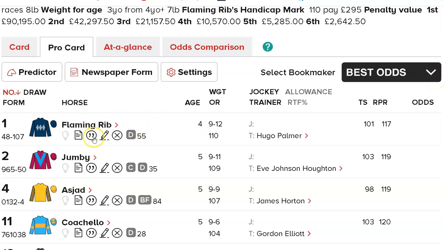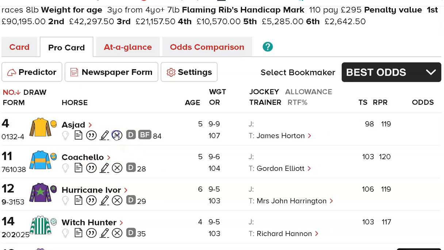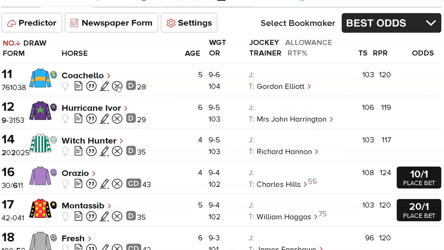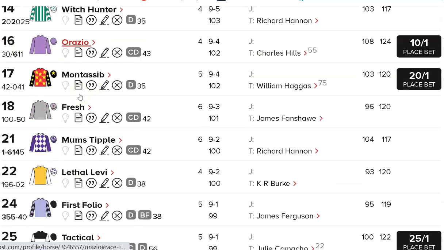So, for instance, I can see one here, Flaming Rib. He last ran 55 days ago, and he finished 7th. Jumbie is running today, so I'm not going to, because he's running, but he'll be running a group race. So they're both going to go, Flaming Rib and Jumbie. Coachello finished 8th. Asjad last ran 84 days ago. Let's go through the rest of these.